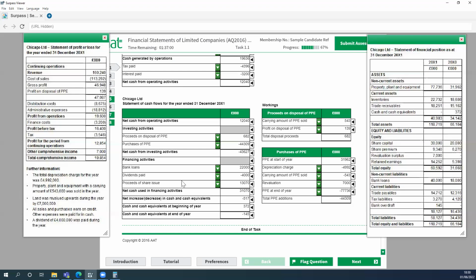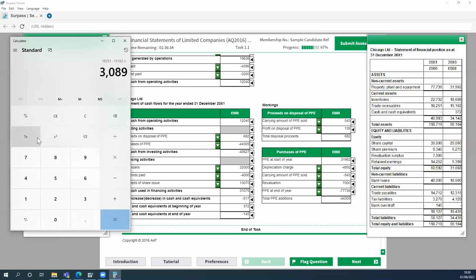And then you've got your proceeds of your share issue. So if you look at your shares, so you had 20,000 in 20X0, and that's gone up to 30,000. So you've raised an extra 10. I know it's million, but an extra 10,000 in share capital. Your share premium has gone from 6,270 to 9,340. So again, you work out the difference between them. So we had 10,000 we've raised in share capital. Share premium has gone up to 9,340 from 6,270.